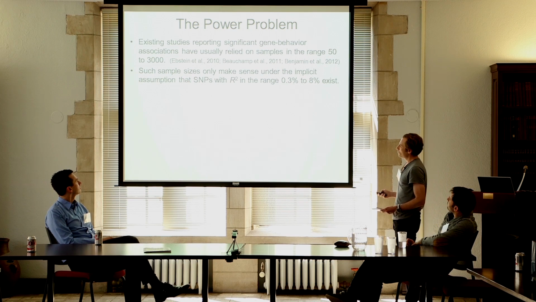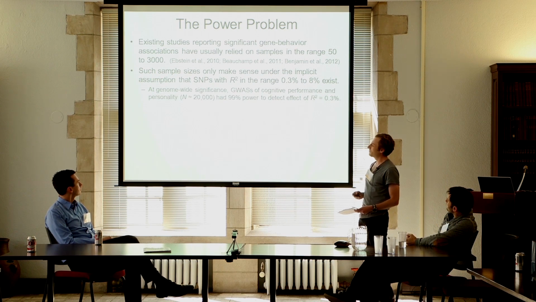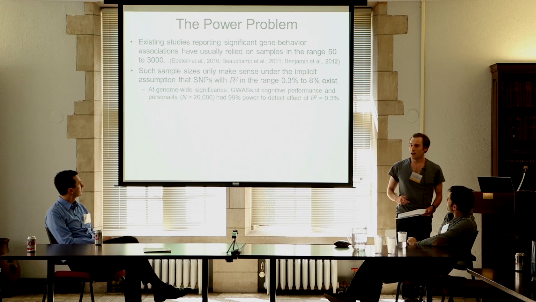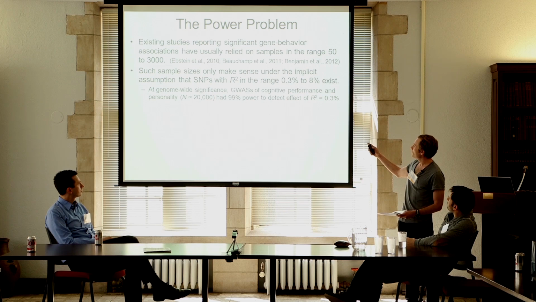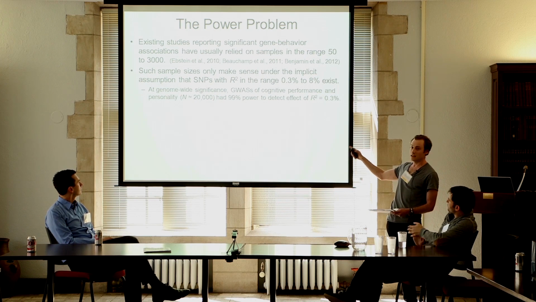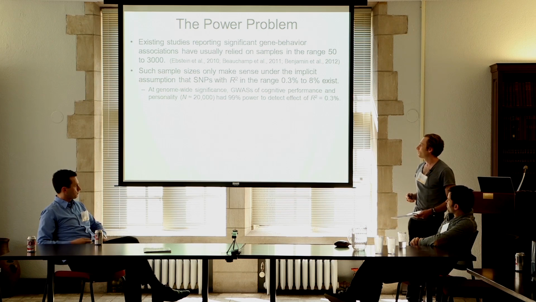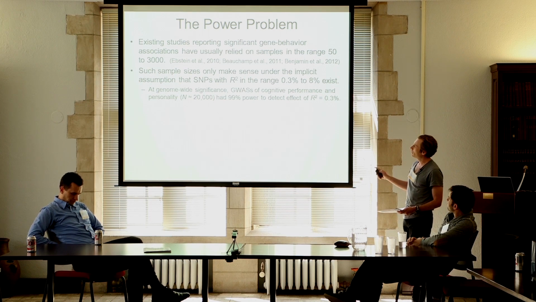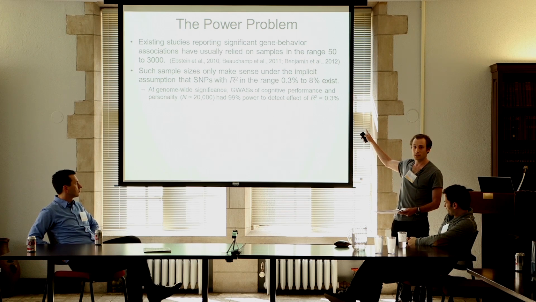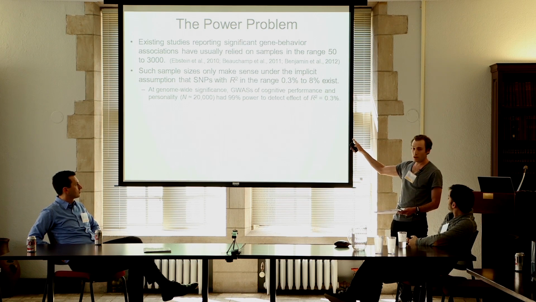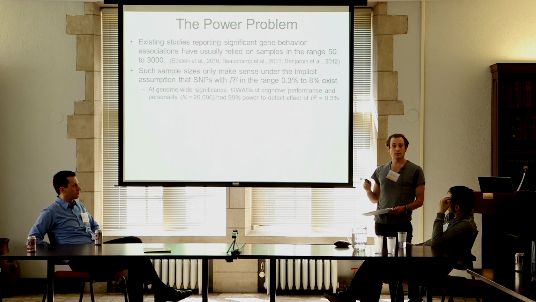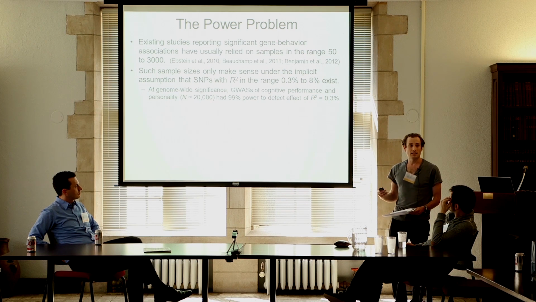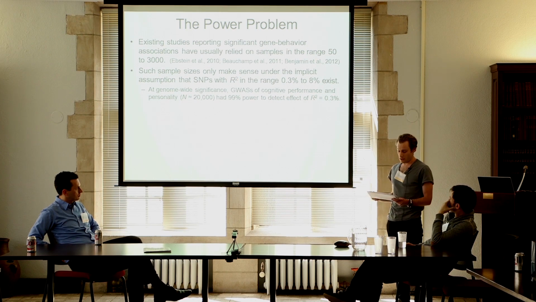And there's reason to worry that that kind of effect size may not exist. In particular, genome-wide association studies of cognitive performance and personality, both with sample sizes of about 20,000 people, would have had 99% power to detect such effects, had there been a SNP with an effect size of a third of a percent at the genome-wide significance level. And in fact, in both cases, nothing was found.